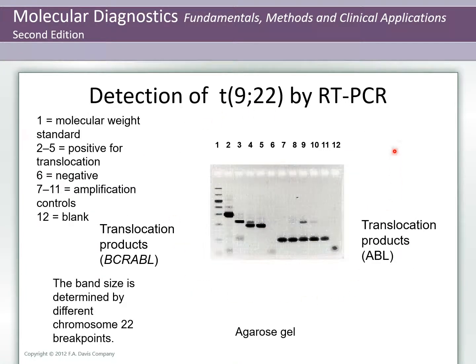This figure shows results of a standard reverse transcriptase PCR test for the T9;22 translocation. Lane 1 shows the molecular weight standard, and then lanes 2 through 5 are positive patients for the translocation. Lane 6 is the negative control, lanes 7 through 11 are amplification controls, and lane 12 is the blank. The band size for the patients is determined by the different chromosome 22 breakpoints.